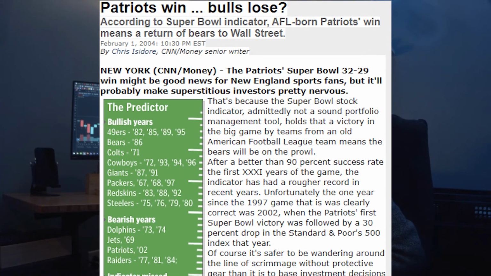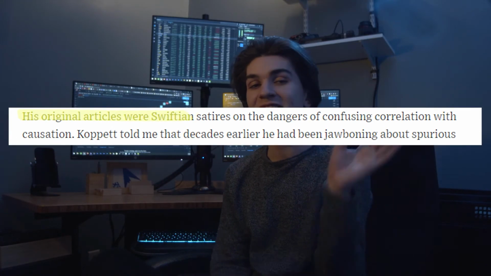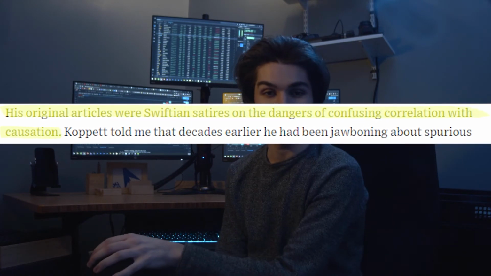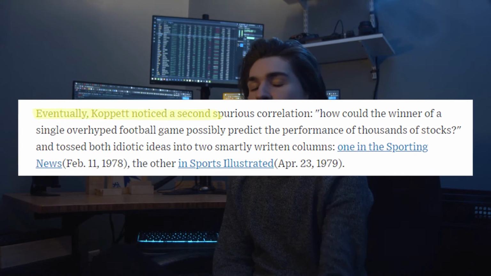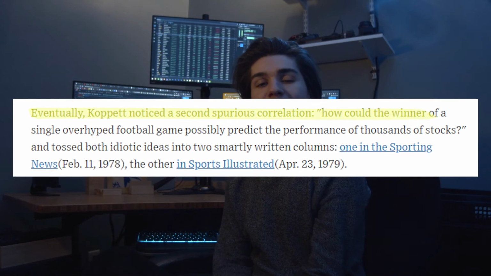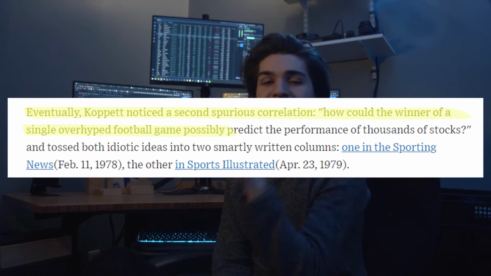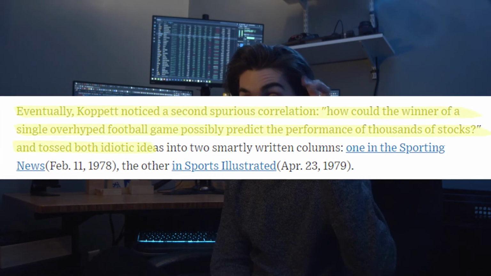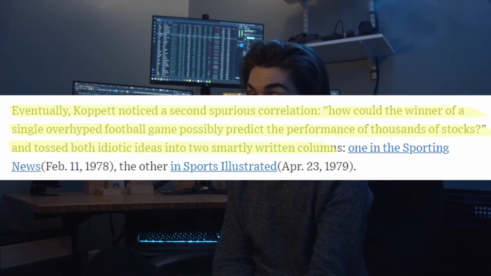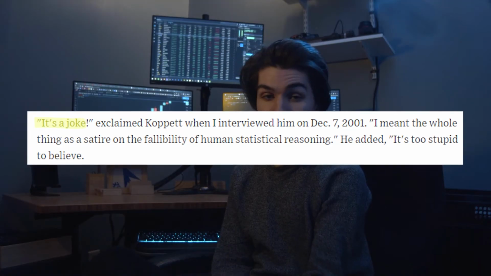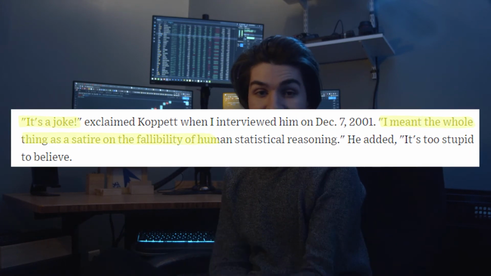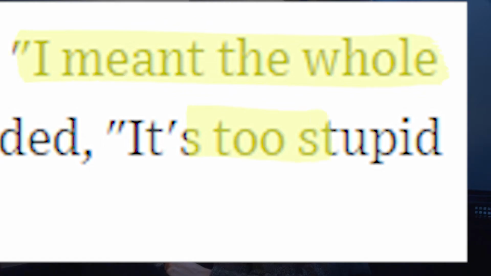Kopet stated this: his original articles were Swiftian satires on the dangers of confusing correlation with causation. Eventually, Kopet noticed a spurious correlation. How could the winner of a single overhyped football game possibly predict the performance of thousands of stocks? He tossed both of his idiotic ideas into his column, and the rest was history. "It's a joke," Kopet said. "I meant the whole thing as a satire on the fallibility of human statistical reasoning. Too stupid to believe." End quote.